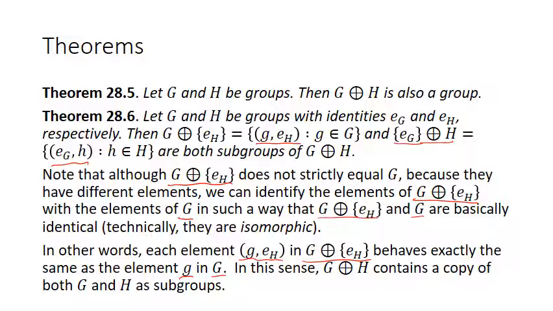Okay, so these little groups here, the external direct product of each group G and H with the identity from the other group, that is basically a copy of that group. So that's kind of interesting. So in that sense, the external direct product of G and H contains G and H as subgroups, although they're not exactly G and H, but they're copies of G and H. Okay.